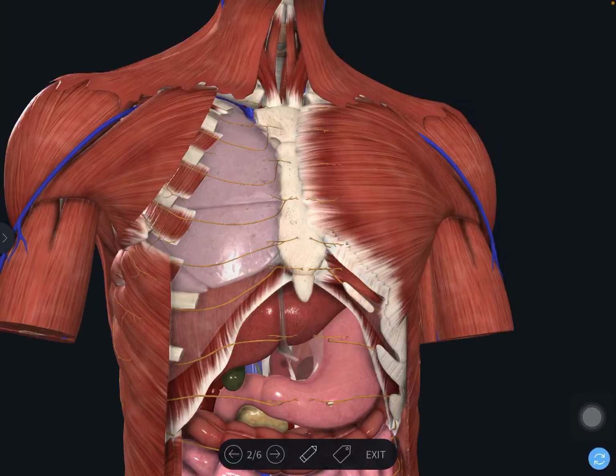We have started with the videos of the thorax. In the last video we have seen the thoracic inlet and thoracic outlet. Now in this video we will see the intercostal spaces. Intercostal spaces as such may be asked as an essay, or any contents of the intercostal space may be asked as short notes for you.